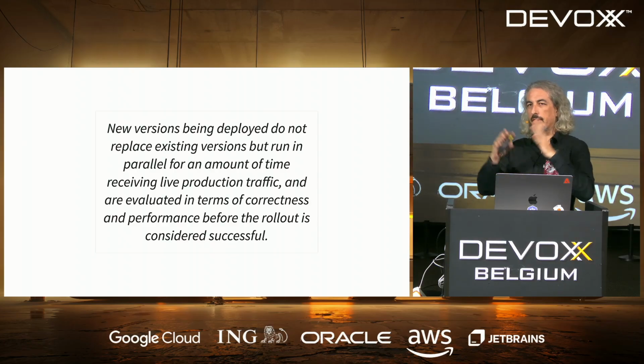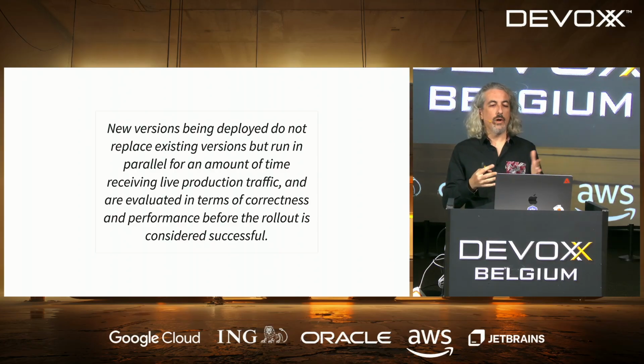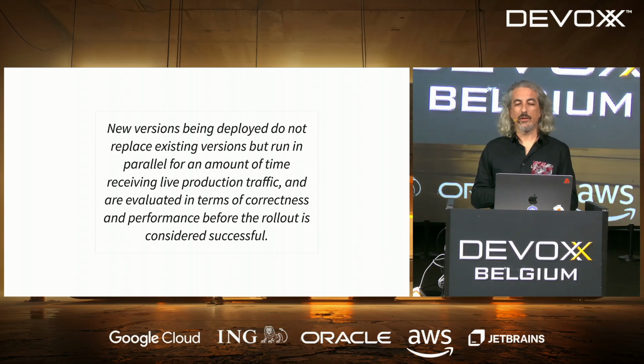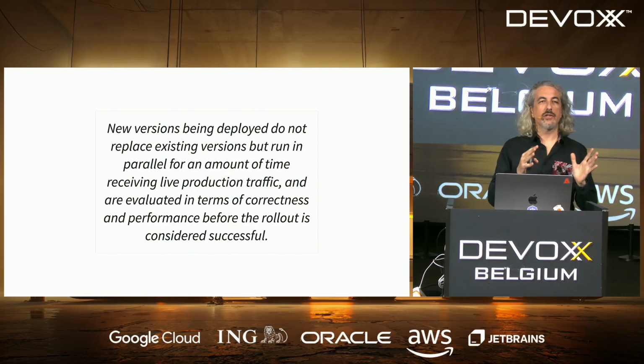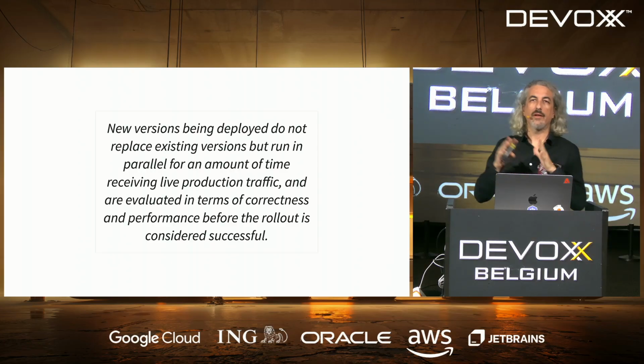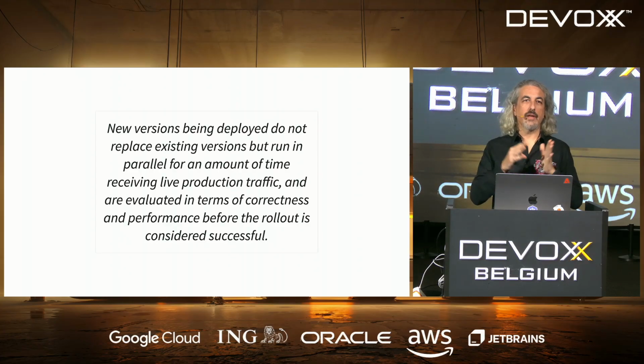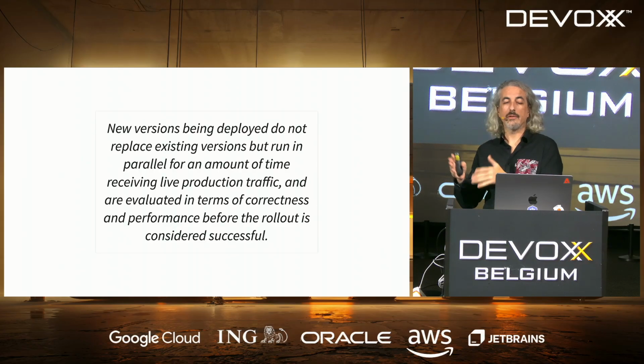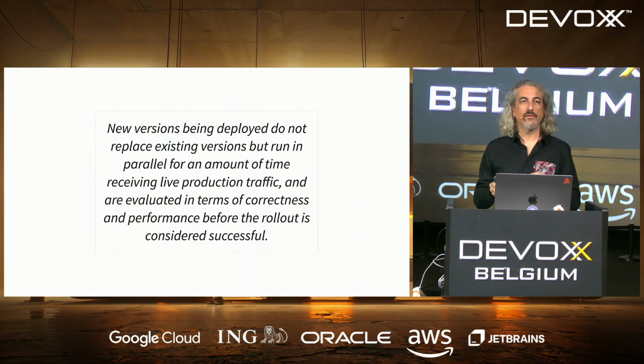So in this progressive delivery world, you want new versions to be deployed not to replace what you have, but to run in parallel for a period of time. Then you receive live production traffic and decide whether the new version behaves correctly by whatever corrective means. If that goes through, then you consider the rollout successful. If it fails, then you have a way to roll back quickly.